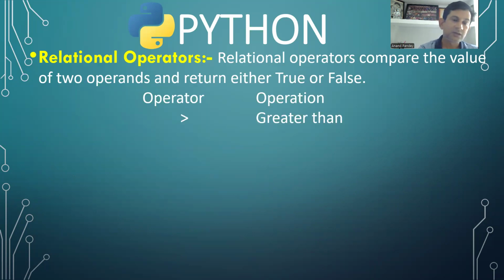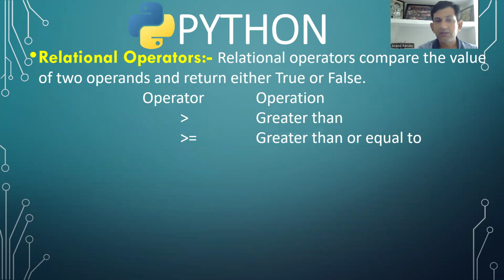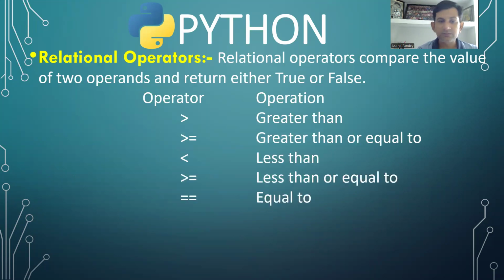Operator, operation: greater than, less than, greater than or equal to, less than or equal to, equal to, not equal to. These are the relational operators which we have in Python. They are the same in every programming language. So it compares the values of two operands and returns either True or False.